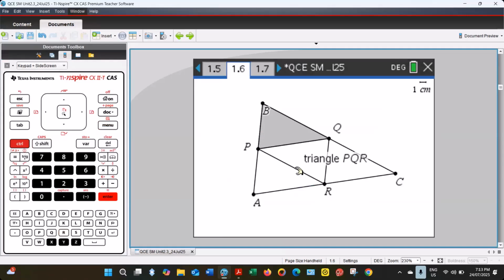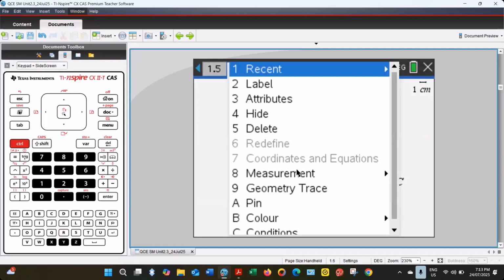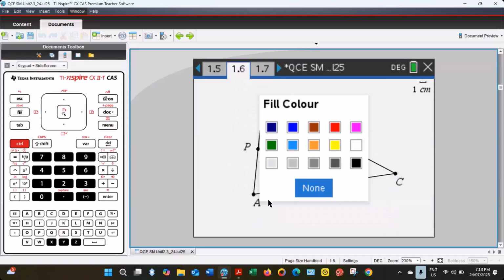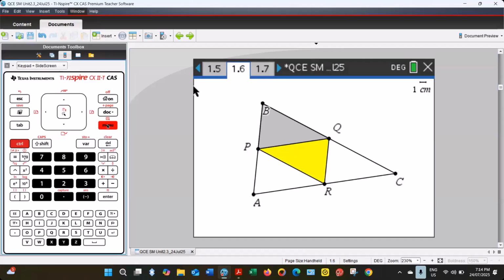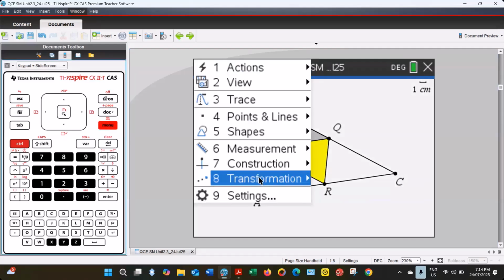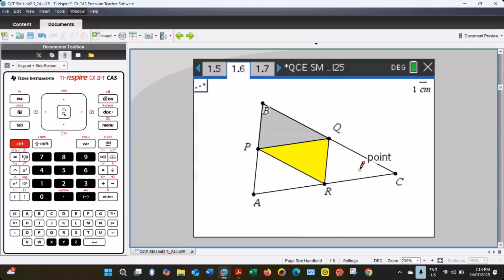And so that it stands out, I might give that a different color. Fill color yellow. All right, so I want to show that this yellow triangle is congruent with the other 3. Now, there's a number of ways I can do that with the transformation tool. So one way: menu, transformation, symmetry.